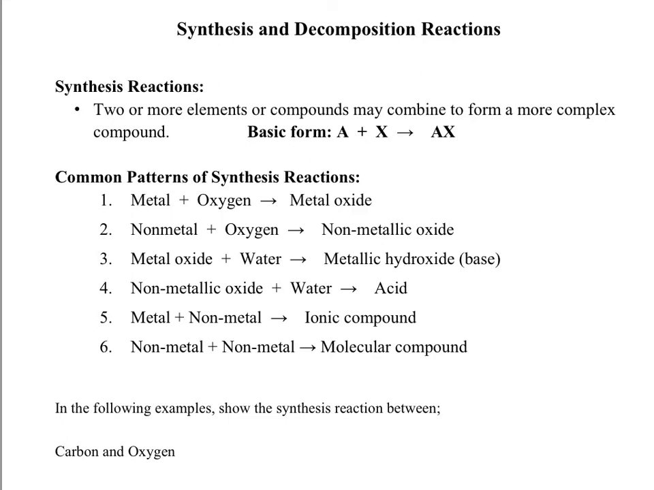Pattern 5, metal plus nonmetal, produces ionic compound. And pattern 6, nonmetal plus nonmetal, produces a molecular compound, are more easily recognized. Here are some examples using the patterns showing synthesis reactions.